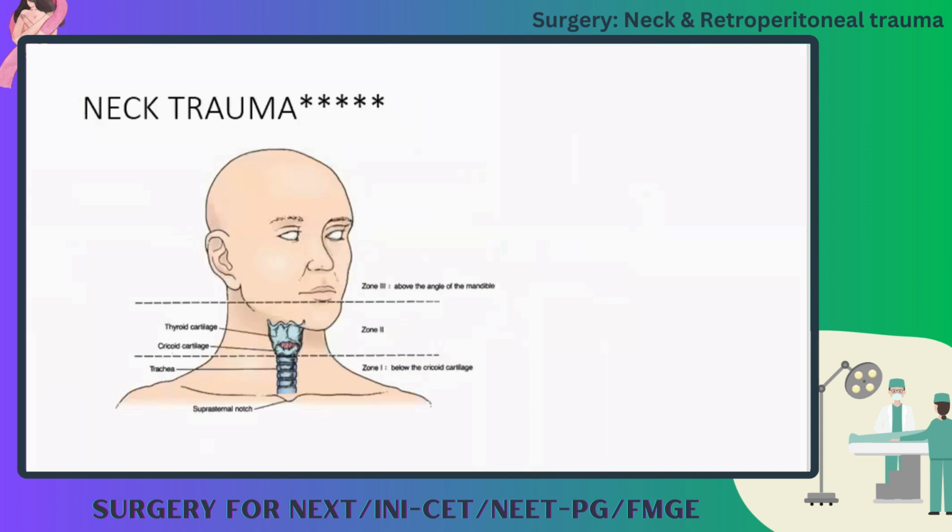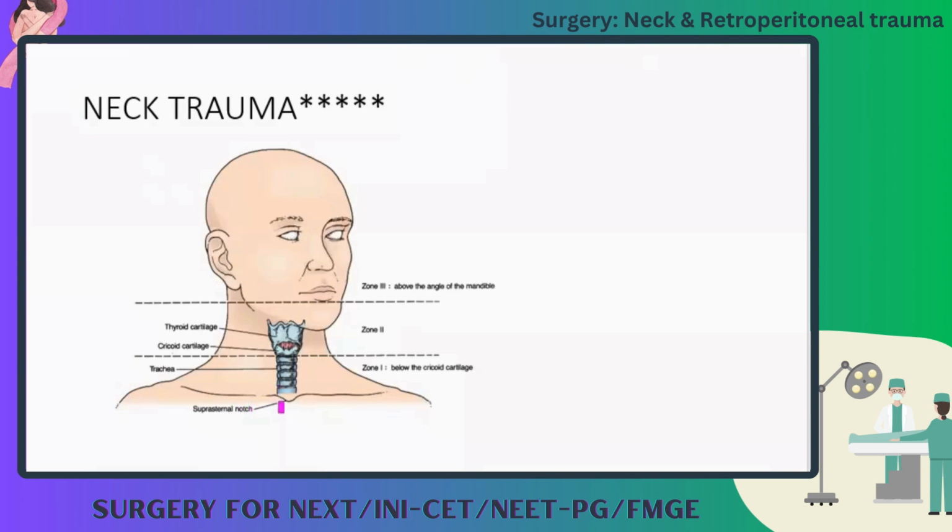So, neck trauma. We're talking about two important things: neck trauma and retroperitoneal trauma. They are divided into three zones. The neck has three zones, and the retroperitoneum is also divided into three zones. What are the three zones?